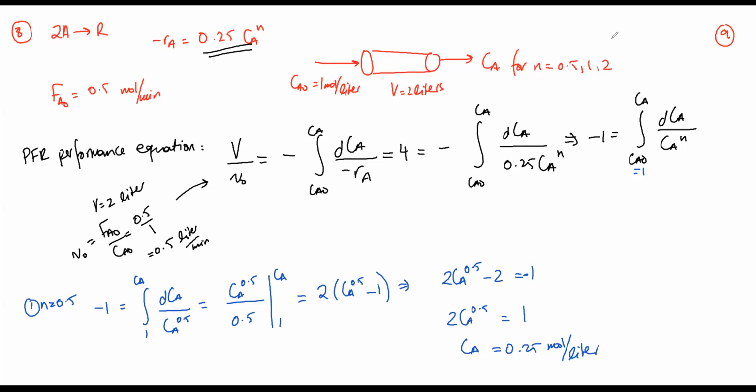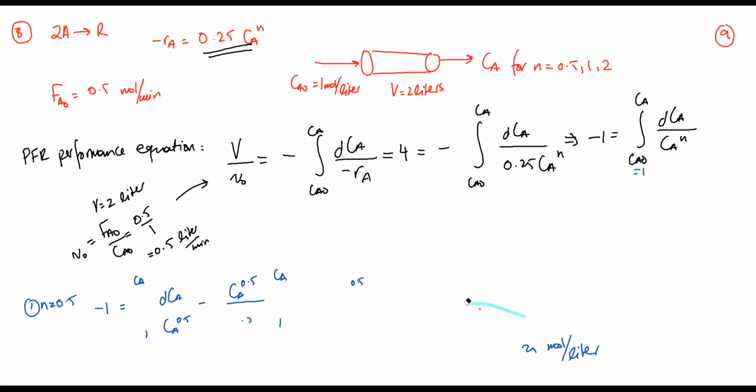Okay, so this is for n equals 0.5. Let me save this. And now let's do it for n equals 1. Did I save it? Yeah, hopefully I saved it. I don't remember. Okay, let's do it for n equals 1.